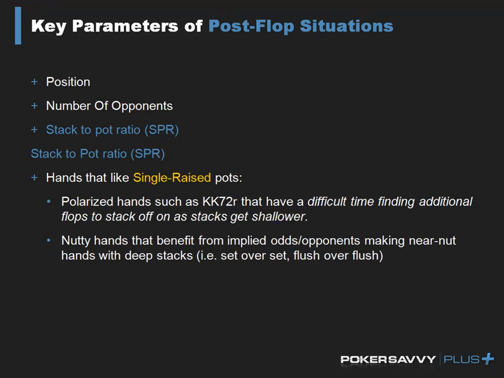Last one of these is stack to pot ratio. And you may notice at this point that there's a trend among these hand types, that these three ideas work together: position, number of opponents, and SPR. And they're going to lead towards making some recommendations about which hands to 3-bet, which hands to flat call, and so forth. But hands that like single raise pots, for similar reasons to why these hands like multi-way pots, are polarized hands, such as King, King, 7 deuce, rainbow.